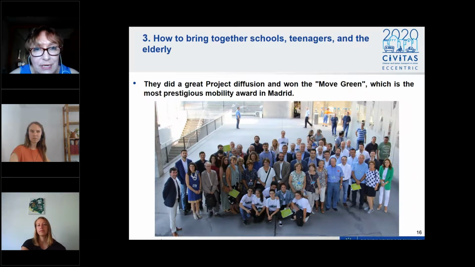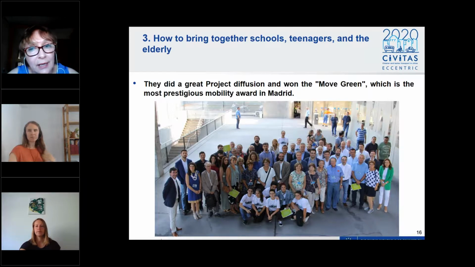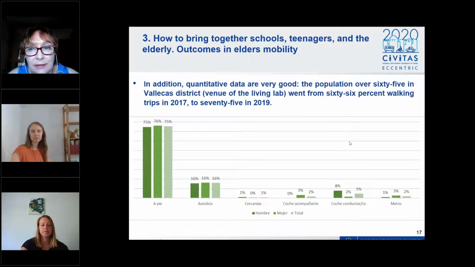You can change the slides, please. And finally, they won the Move Green, which is the most prestigious mobility award in Madrid. There are six kinds of awards, and they obtained the social one for that intergenerational work.